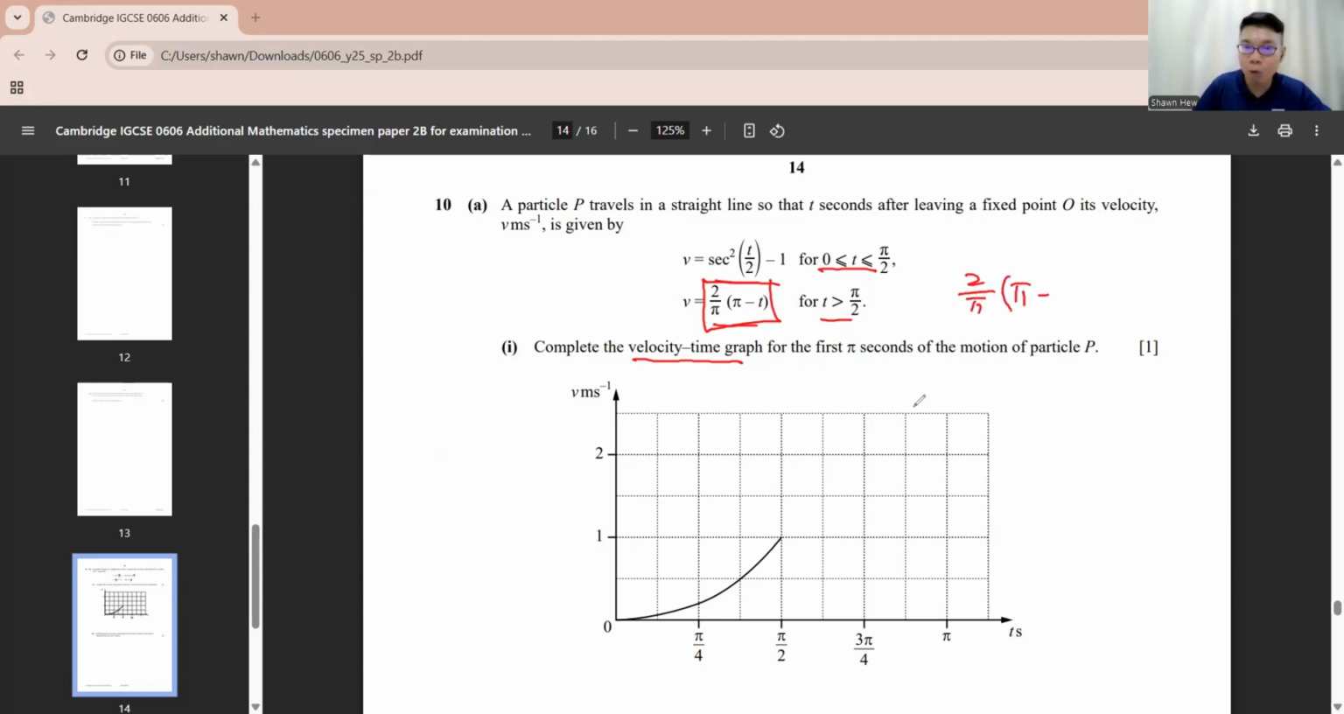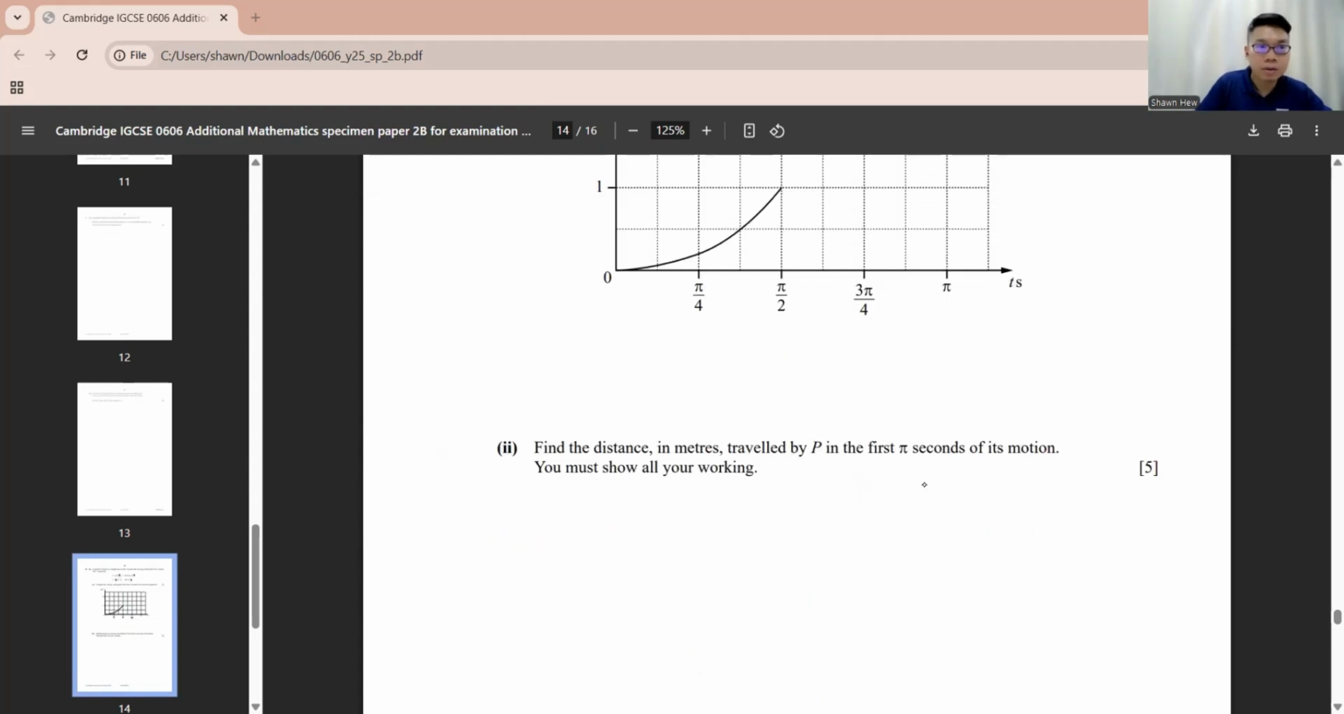So you sub in pi over 2 here, you get 1. You sub in 3 pi over 4, you get 0.5. You sub in pi, you get 0. Then you just join this with a straight line. Then you gain this 1 mark.